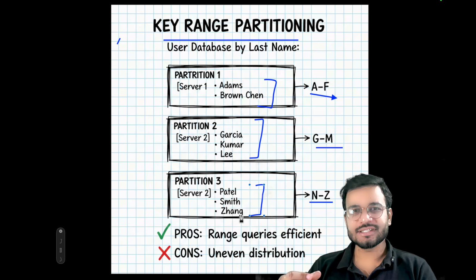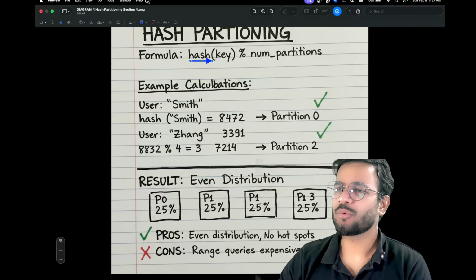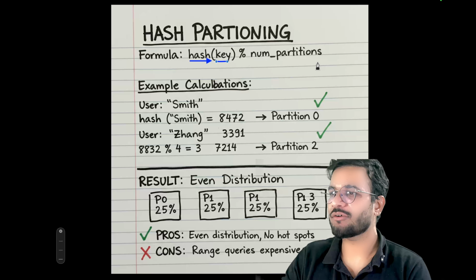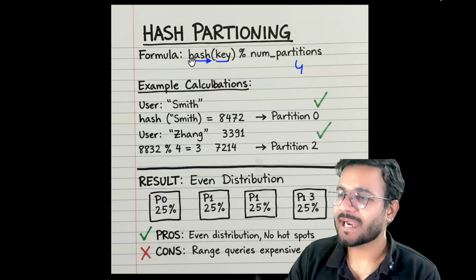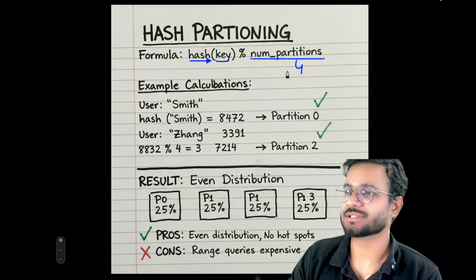Now in hash partitioning, we have a hash key. The hash function can be SHA-256 or many other algorithms that are available. And we put the key, so the key can be the name which we are going to partition on. Suppose in the previous example, we were using the last name. We will take the last name as a key, do a hash on it, and find the hash value. Now, if we have 4 partitions, in that case, we will mod it by the number of partitions.